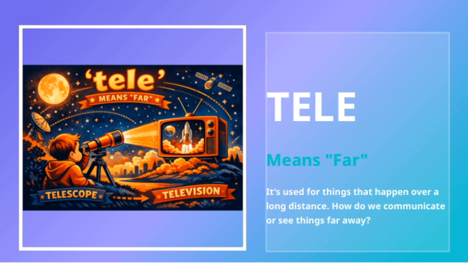So in this slide, we're talking about how we communicate or see things that are far away. When something happens at a long distance, we need special ways to connect or observe. That's where the idea of far comes in, and the prefix tele is used to mean far or distant. For example, when we talk about television or telephone, the tele part indicates that these devices let us communicate or see things from far away, across great distances.